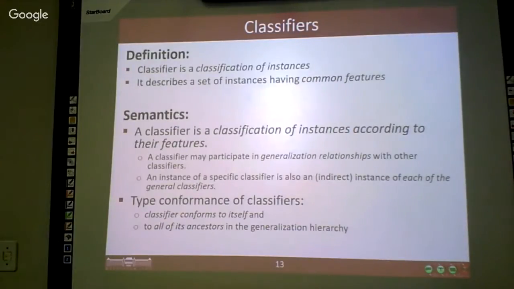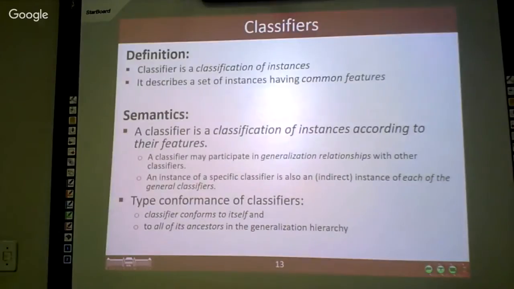And you can also define type conformance of the classifiers, and this conformance relation and conformance rules are valid for all those elements that we just derived from classifiers. So the type conformance of classifiers is as follows. A classifier conforms to itself. That's quite easy to understand, and to all of its ancestors in the generalization hierarchy. And this is defined at the classifier level.